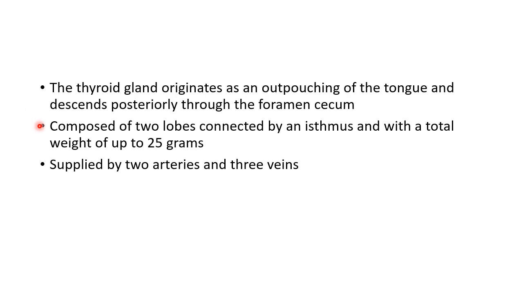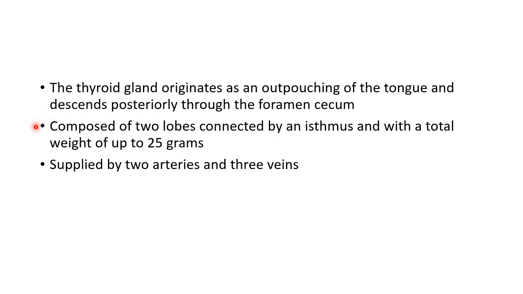The thyroid gland is composed of two lobes connected by an isthmus. So there is a left lobe and a right lobe, and then there is a bridge connecting the two lobes, and that is what you call the isthmus. And the total weight of the thyroid gland can vary from 25 to 35 grams. More than that, it will be considered an enlarged thyroid gland, or otherwise known as a goiter.